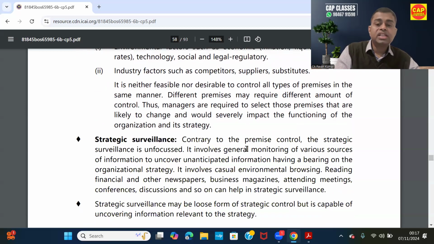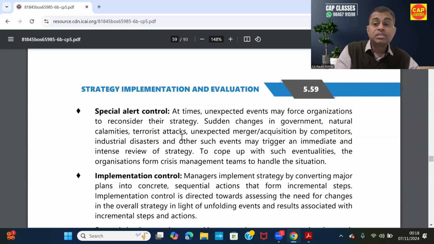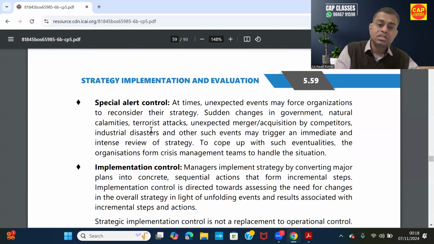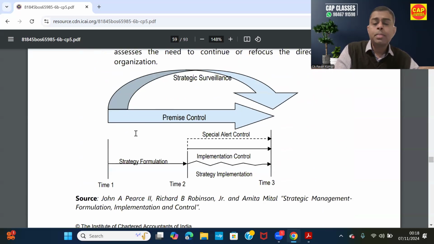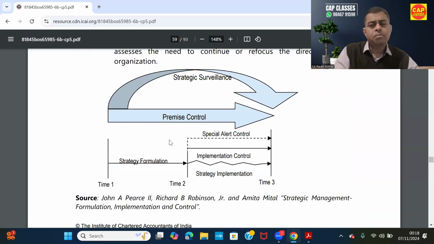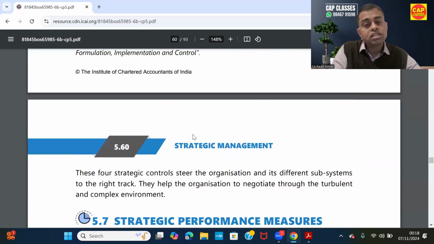Two, strategic surveillance. We have discussed this. Three, special alert control. We have discussed. Four, implementation control. We have covered this. They have given one diagram also. Don't worry much about the diagram. If you understand those four types, that is enough. That's all. So we have covered this.